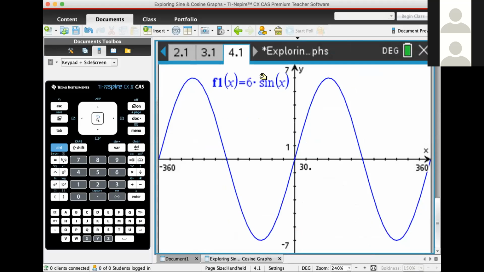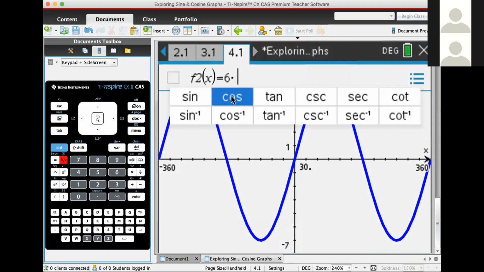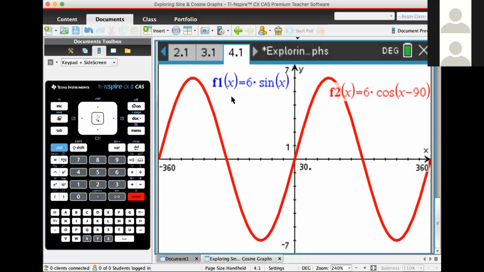All right. We said the second answer we got in terms of cosine was 6 cos of, so going back to cos now, x minus 90. And there you can see that it matches exactly as we wanted. It's the same graph, just a phase shift. And that is what I tried to demonstrate. The C basically tells you that you can write it in both ways, either in terms of sine or in terms of cosine.